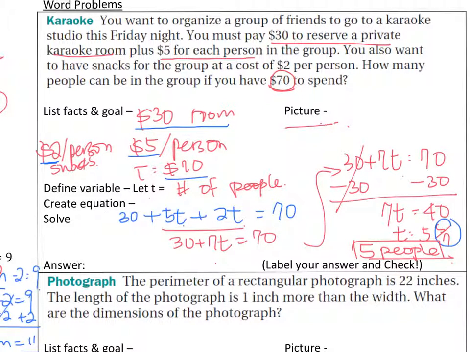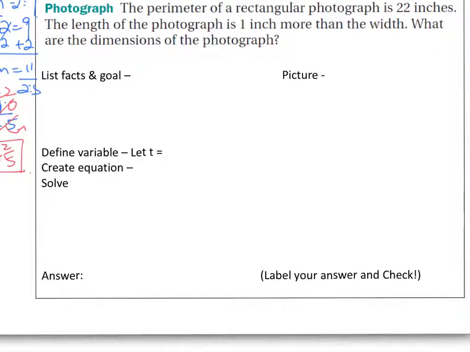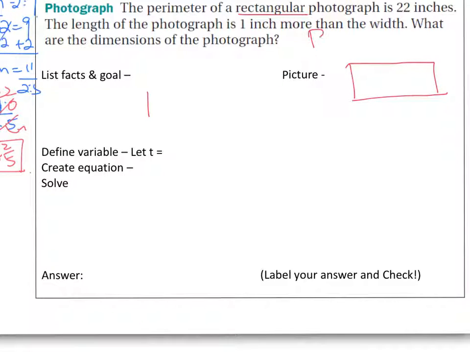Let's take a look at the next problem. Photograph. The perimeter of a rectangular photograph is 22 inches. So this photograph is a rectangle. Oh, I can draw it here. And the perimeter is 22 inches. The length of the photograph is 1 inch more than the width. So this is a very important piece of information. 1 inch more than the width.